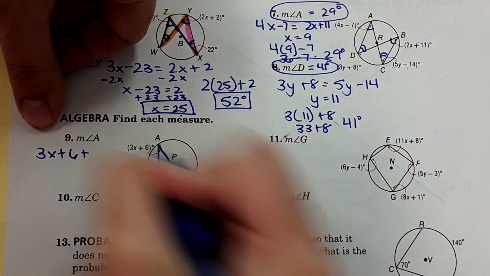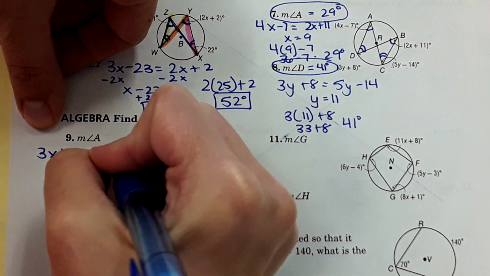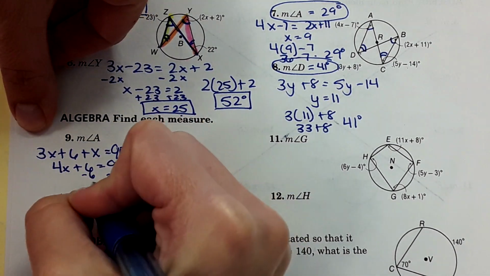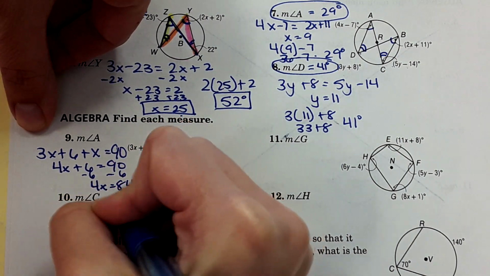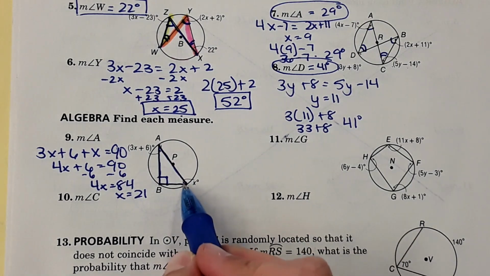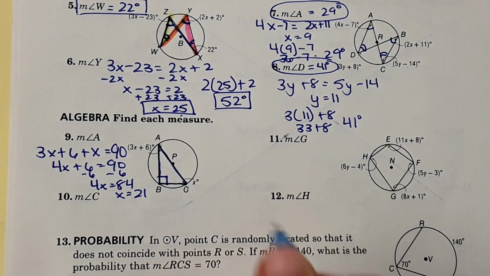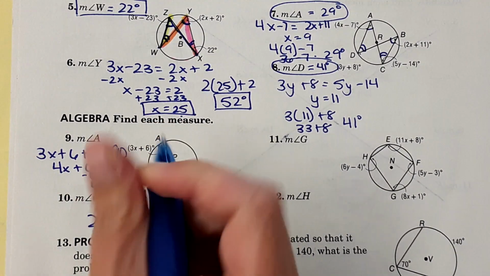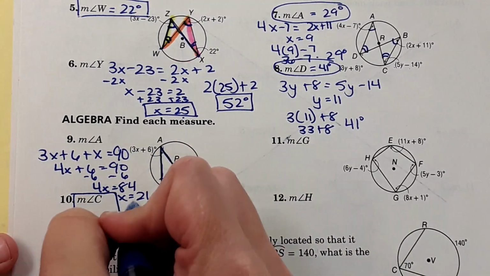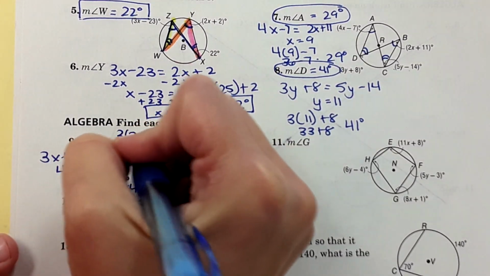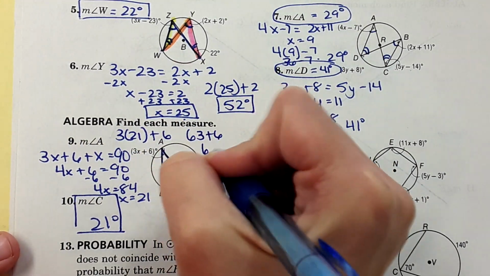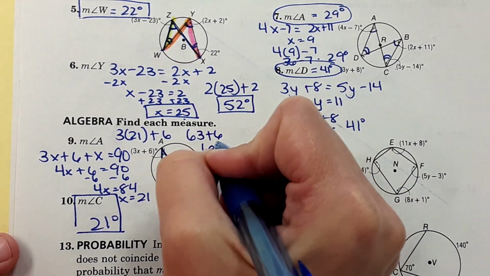3x plus 6 plus this angle x equals 90. Solving for x now. I get x equals 21. Well, that's great because I know that measure of angle C equals x, so this must be 21 degrees. And then for angle A, I'm going to plug in 21 into that expression. And I get 69 degrees for angle A.